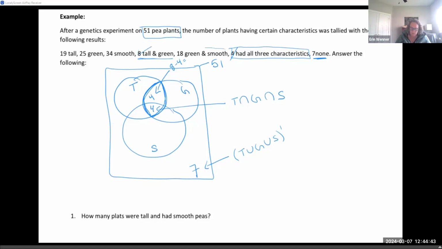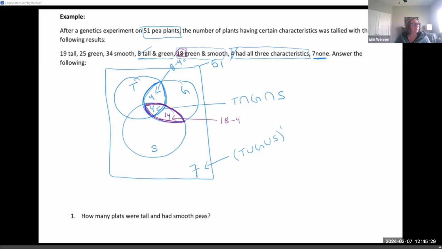Now I've got 18 were green and smooth. Okay, so looking at green and smooth, just like with tall and green, green and smooth represents 2 regions. And with those 2 regions, we need to again subtract just like we did before. So I'm going to go 18 minus the 4 that I've already used. I'm jumping ahead, I'm looking at my key here. 18 minus the 4, because again, we had 18 that were green and smooth right there, and we're taking the 4 out that we've already accounted for. And that's giving us that 14 here.